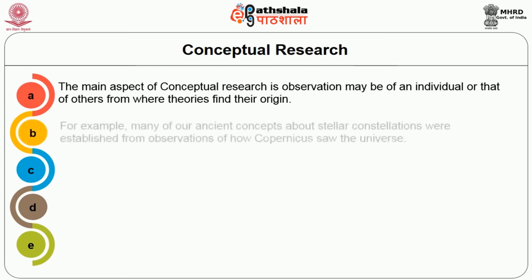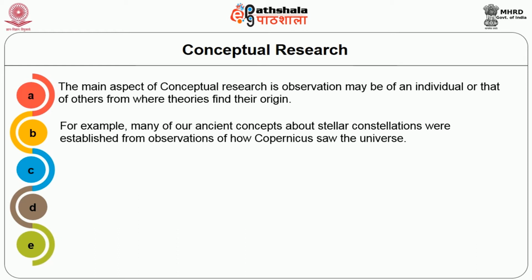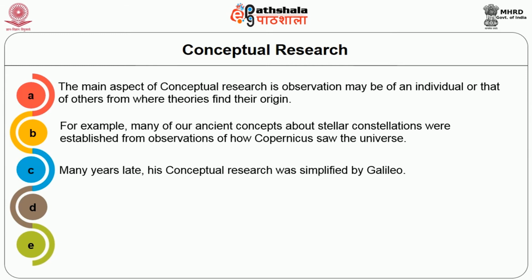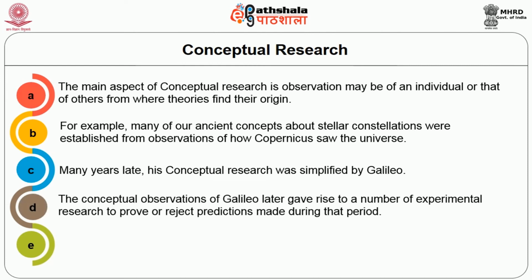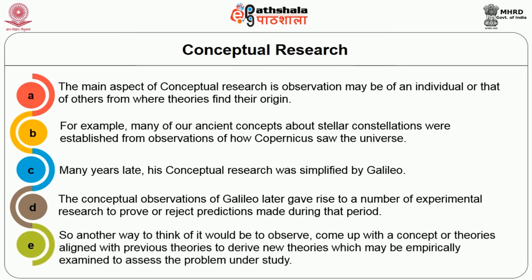For example, many of our ancient concepts about stellar constellations were established from observations of how Copernicus saw the universe. Many years later, his conceptual research was simplified by Galileo. The conceptual observations of Galileo later gave rise to a number of experimental research to prove or reject predictions made during that period. So another way to think of it would be to observe, come up with a concept or theories aligned with previous theories to derive new theories which may be empirically examined to assess the problem under study.